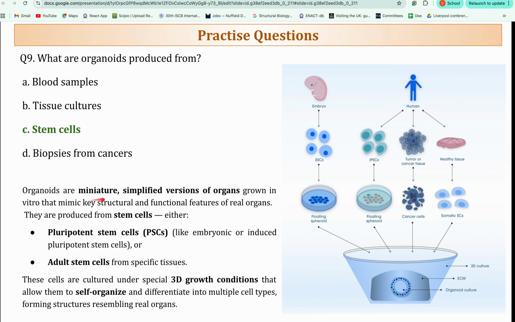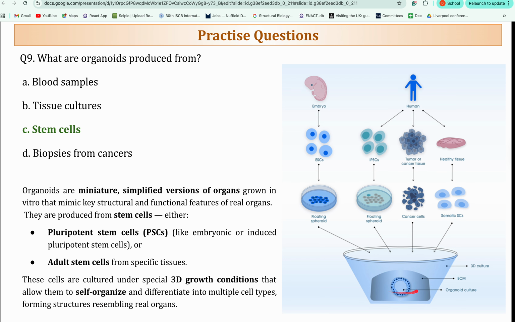Organoids are miniature, simplified versions of organs which are grown in vitro and mimic the key structural and functional features of the real organs. They are produced from stem cells, either pluripotent stem cells like embryonic or induced pluripotent stem cells, or adult stem cells from specific tissues. These cells are cultured under special 3D growth conditions that allow them to self-organize and differentiate into multiple cell types, forming structures resembling the real organs.